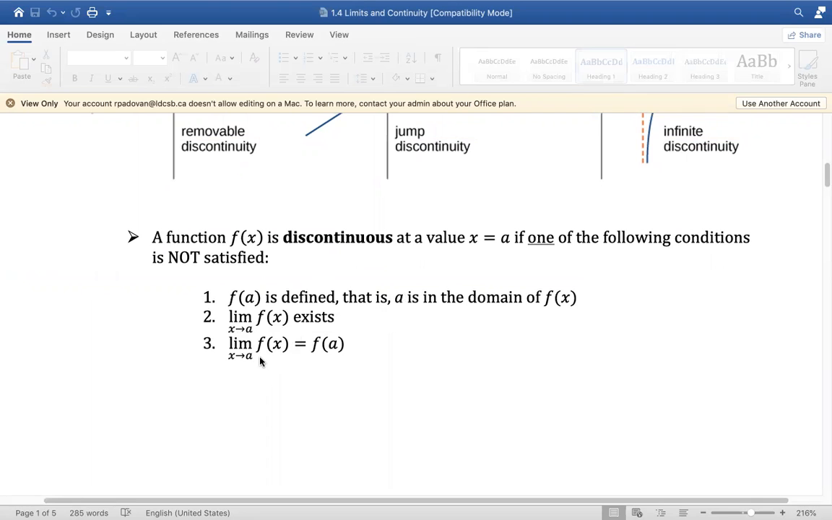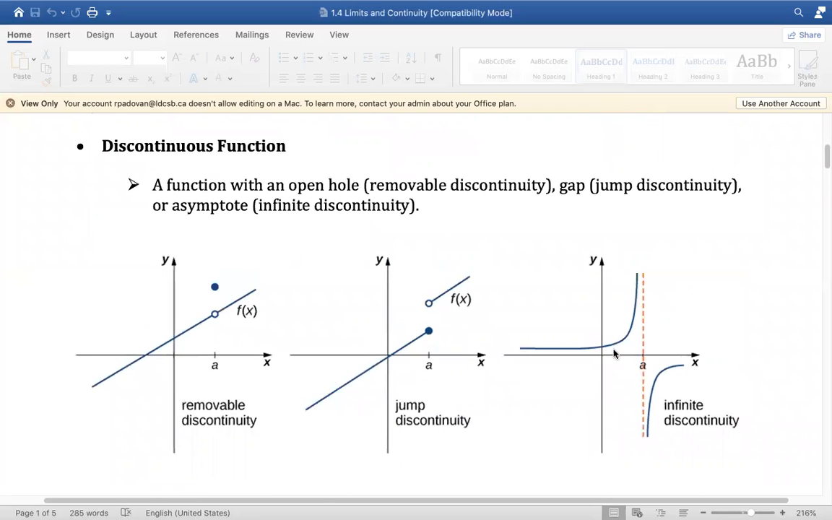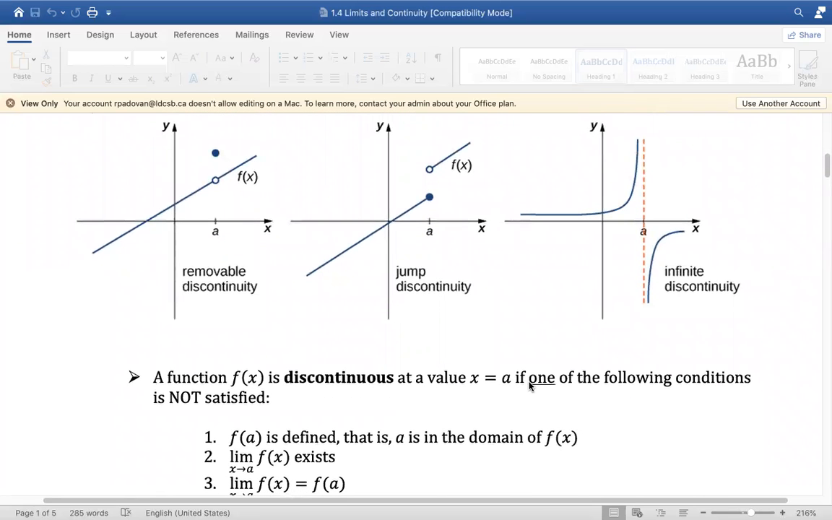Or, if again, the limit as I approach a is a different value than exactly at f of a, exactly at that value of x, do I get the same value of y as I would for the y value of the limit? So let's look at these up above and see which one of these three cases is failing, because we're already saying that these are discontinuous graphs.